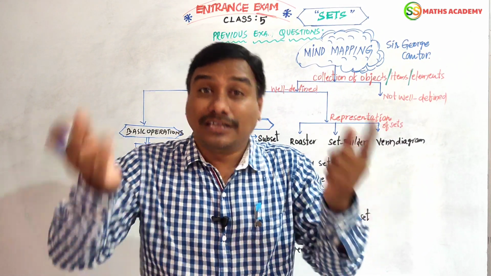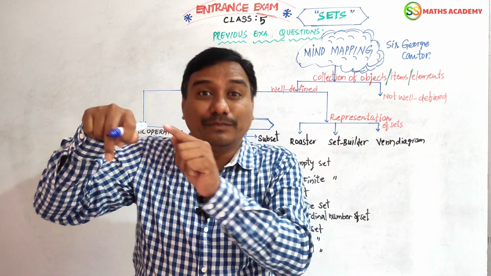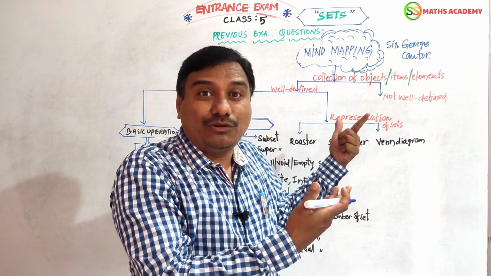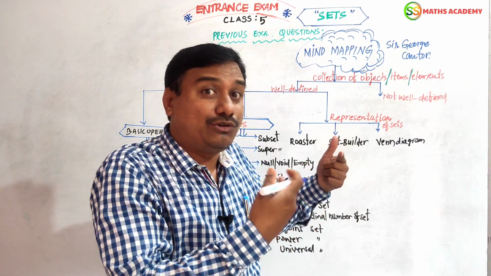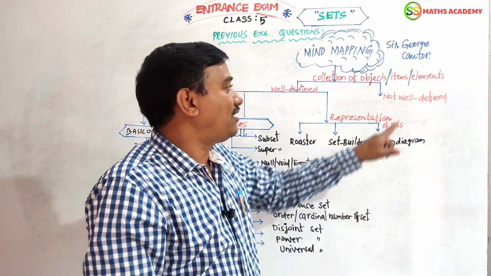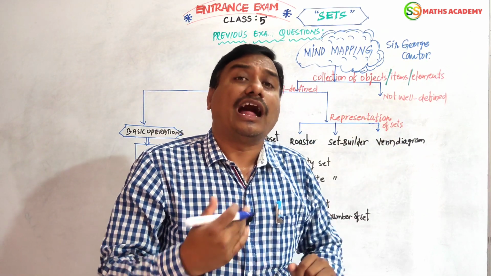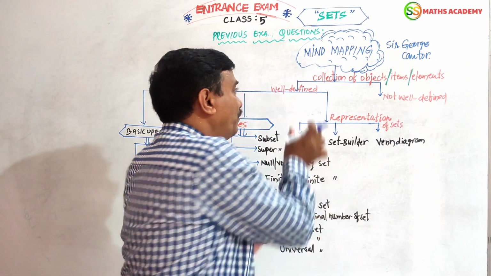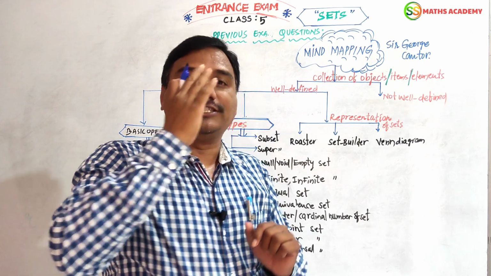We cannot describe. That particular word means well defined. We are not giving any particular definition, particular feature is not there. That is called not well defined, undefined terms. Undefined terms are not a set. Well defined terms, objects are called set.